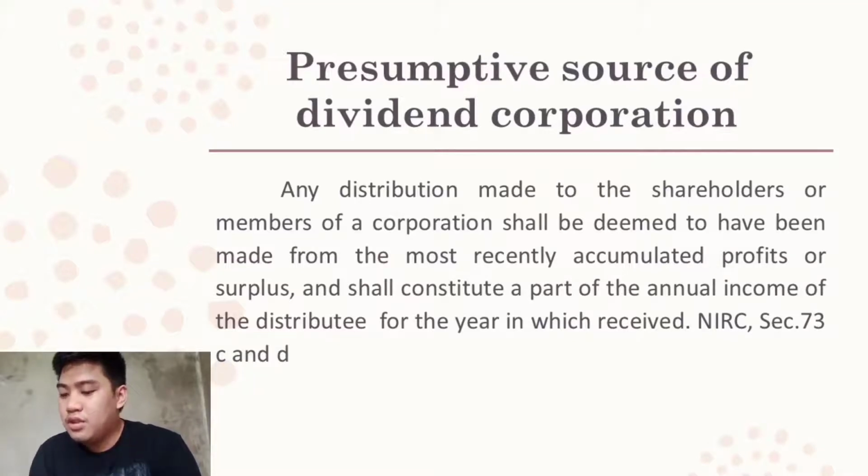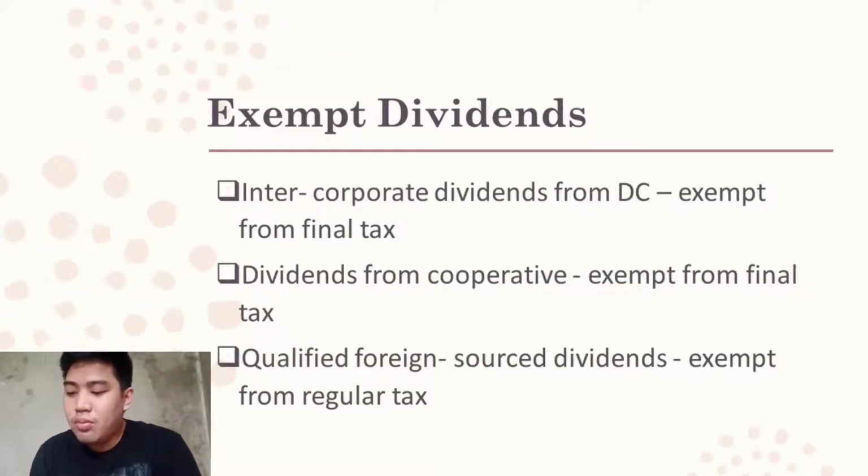I believe that this is related to why corporations are exempt from the tax. Exempt dividends: intercorporate dividends from domestic corporations are exempt from final tax. Dividends from cooperatives are exempt from final tax. Qualified foreign source dividends are exempt from regular tax. Again, this qualified foreign source will be detailed in chapter 9.